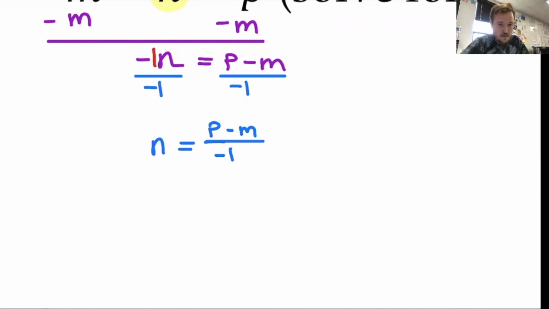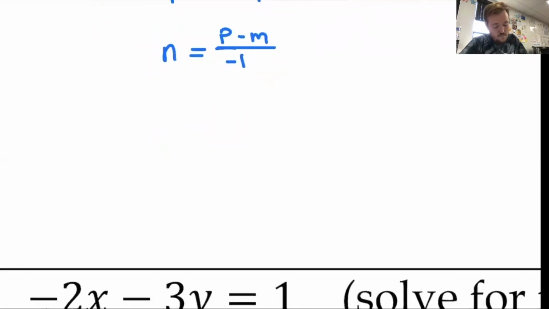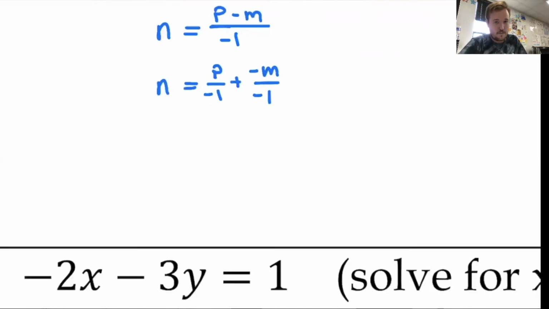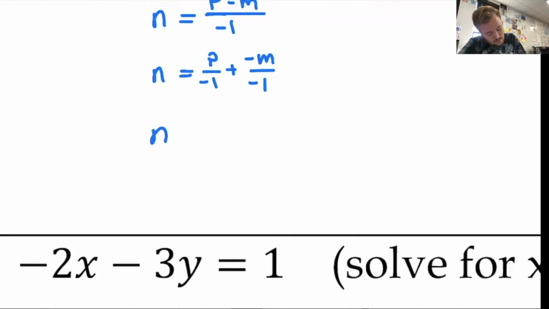So I'm going to simplify this a little bit more. I'm going to have n equals p over negative 1, and then negative m over negative 1. Now I just want to clean it up. p over negative 1 is just going to be a negative p, and a negative m over a negative 1 gives you a positive m.